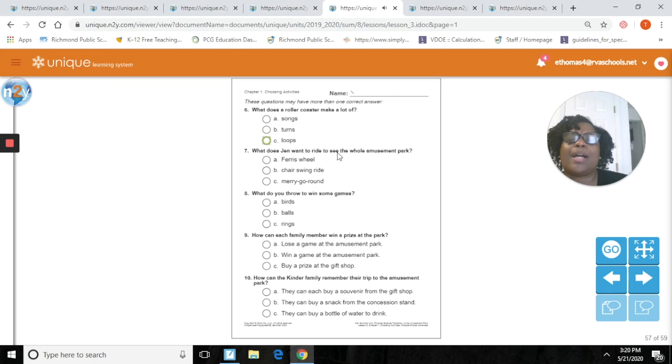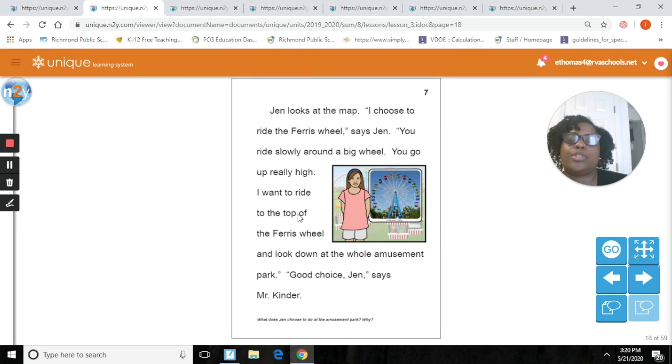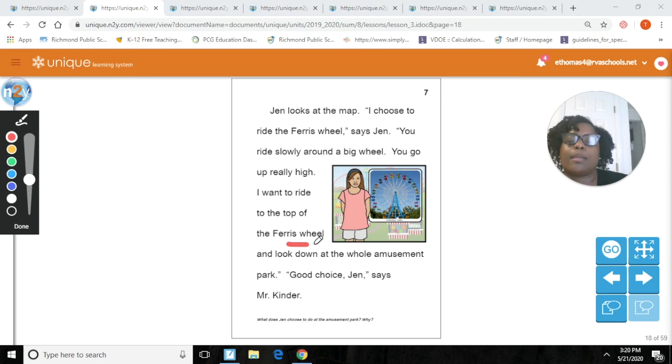What does Jen want to ride to see the whole amusement park? A, Ferris wheel, B, chair swing ride, or C, merry-go-round. Make a choice. Don't forget, we have to go to the part of the story that talks about who, Jen, and what she wants to do. So let's do that. What does Jen want to ride so she can see the whole amusement park? The Ferris wheel, right? There it is, right there.